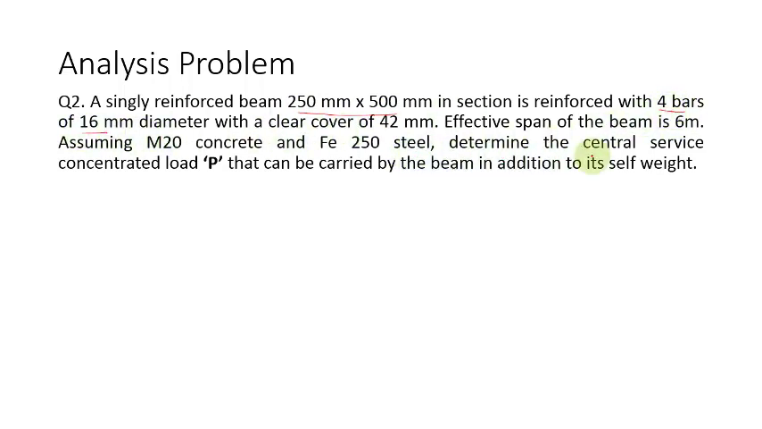What we have to do is, for the beam having a span of 6 meter length, if the same section with this reinforcement is provided with M20 concrete and Fe250 steel, we need to determine the service concentrated load. So generally, how do you get the ultimate load? You multiply the partial factor of safety of load to the service load in order to get the ultimate load. Now this beam has to carry its own weight also.